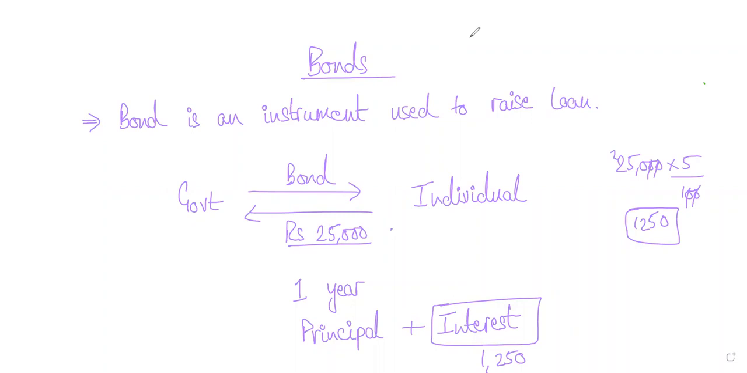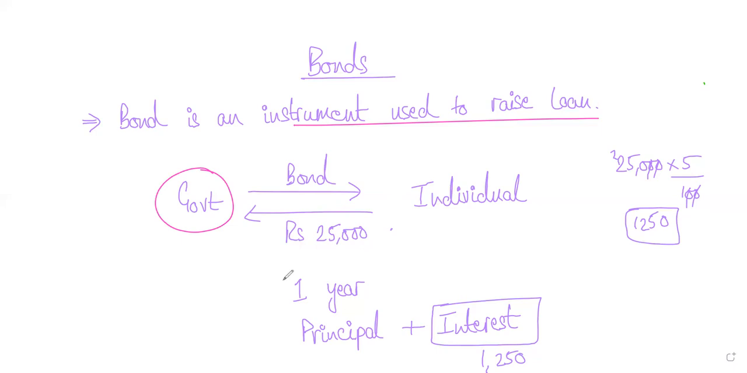Now, that's why I said a bond is an instrument used to raise a loan. The government issues a bond, and bonds have different values, 25,000, 40,000, 50,000, but I don't think it goes anything above 50,000. So let's say this bond goes to an individual, and the individual pays 25,000 or 50,000, or whatever the worth of the bond is.